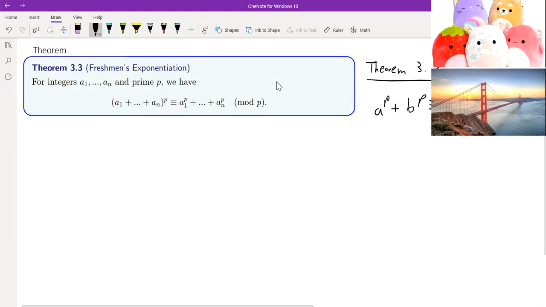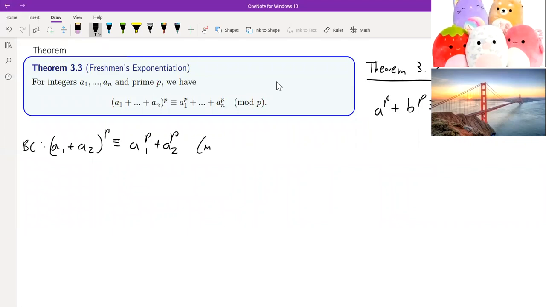So we're going to use induction. We're going to assume that this is true for a very basic case. So in this case, let's say that it is true for n equals 2. So this is our base case. We want to prove that a1 plus a2 to the power of p is congruent to a1 to the p plus a2 to the power of p mod p. So this is actually true because we've just proven it in theorem 3.2 using binomials. So we've proven our base case.